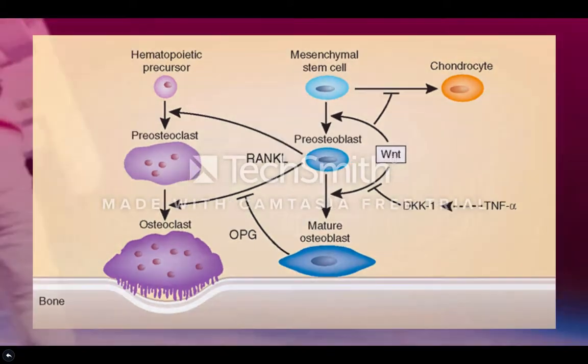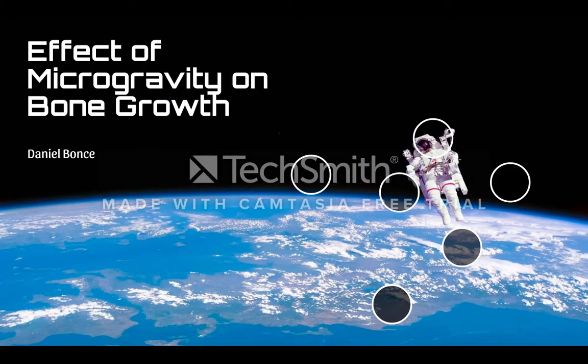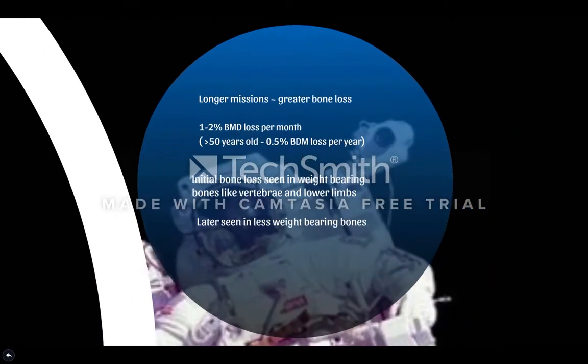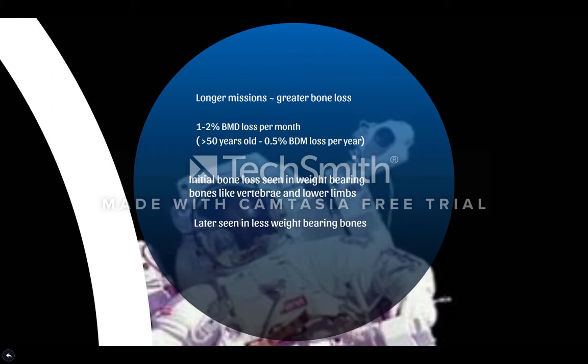So now we can move forward and actually start discussing what the effects of microgravity are on an astronaut's skeletal system. Some of the findings that have been made have been from astronauts being sent to and from the ISS and taking pre- and post-flight evaluations. Some of the findings that we've seen are that longer missions do correlate with greater bone loss. On average, astronauts will lose between 1 to 2% bone mineral density per month.